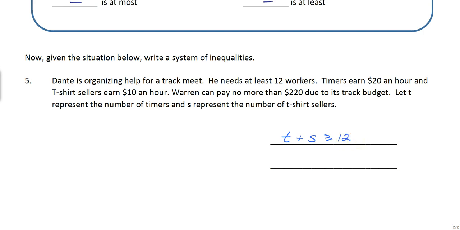Now the money aspect. The timers get paid $20 an hour, and the t-shirt sellers make $10 an hour. But we can only pay them a maximum of $220, so that has to be less than or equal to $220 in the budget. All right, so that is how you write your system of inequalities for this word problem. But we're not going to solve it.